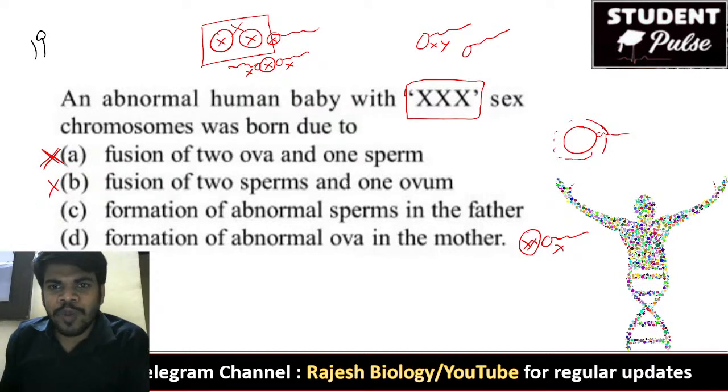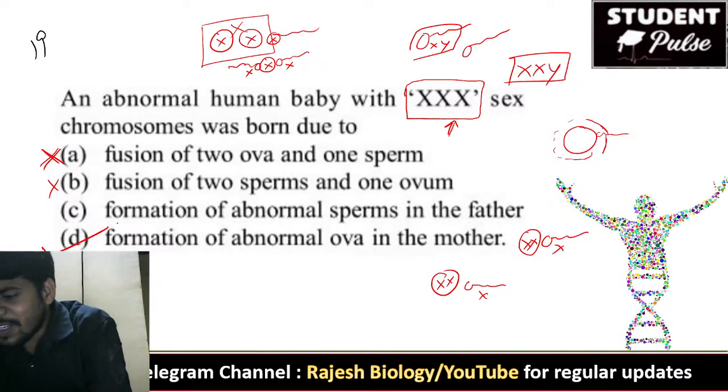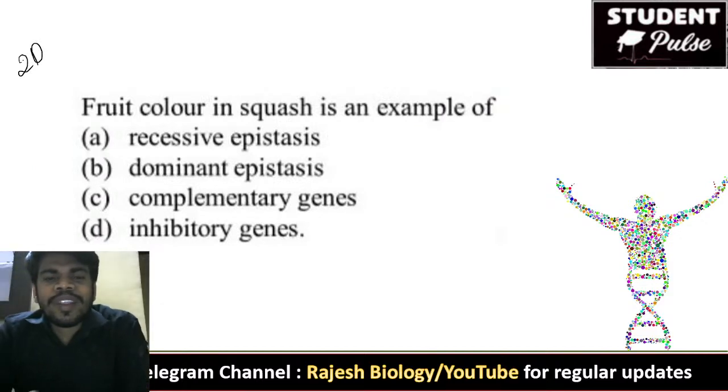Formation of abnormal sperm cells. If there is an abnormal sperm cell, the baby may be XXY, Klinefelter, but here the baby has triple X. That means the ovum is abnormal with two X chromosomes and one sperm cell carries the X. So the right answer is D. Sahina, perfect, very good. 20th question.